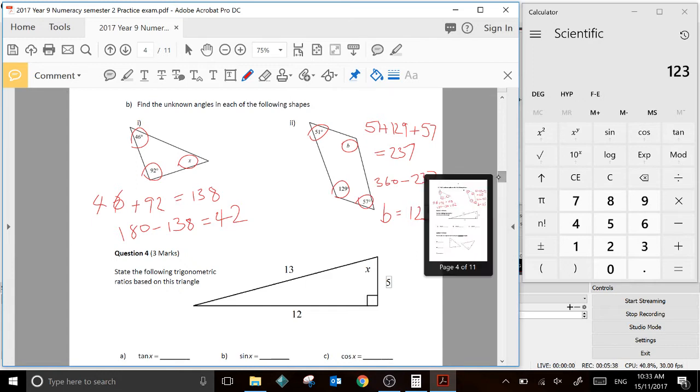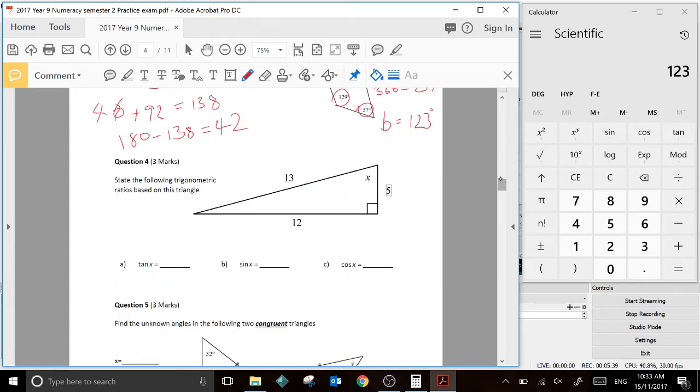Question 4. State the trigonometric ratio. Right, we're going to start off with writing out what my sine is. Okay, so tan of x is going to be the opposite side over the adjacent.